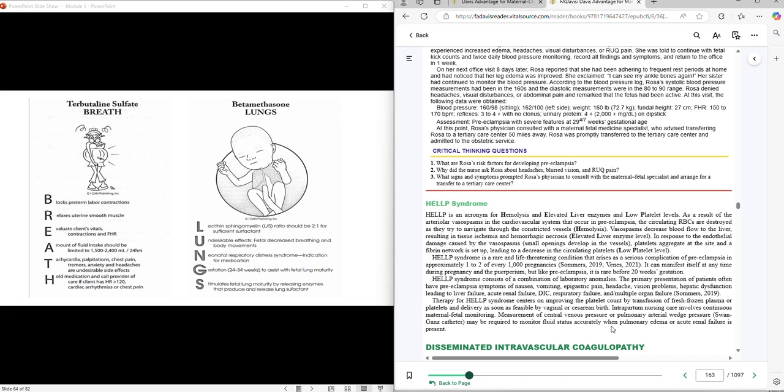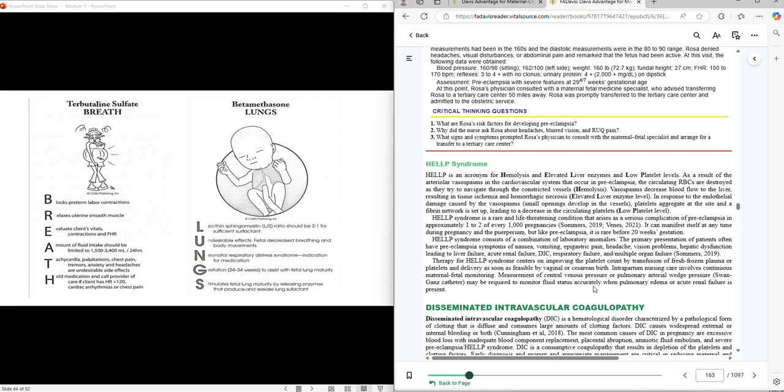DIC, we'll talk about that, but this is a result of the arterial spasms of the cardiovascular system. But this is HELP syndrome. It centers on improving the platelet count.